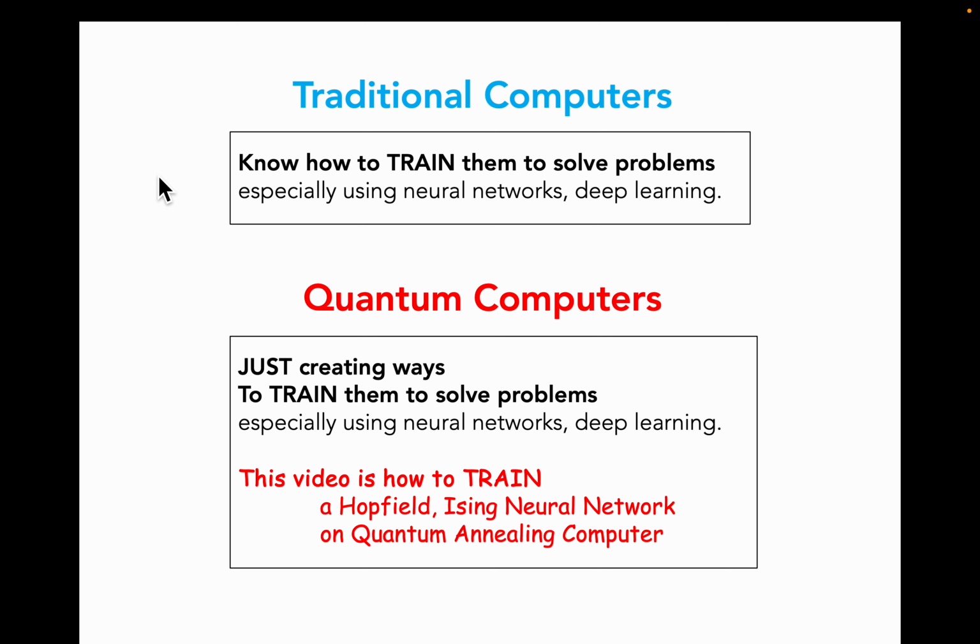So for traditional computers, we know how to train them to solve problems, especially using neural networks and deep learning. But for quantum computers, we're just now creating ways to train them to solve problems, especially using neural networks and deep learning. This video is about how to train a Hopfield Ising neural network on a quantum annealing computer.